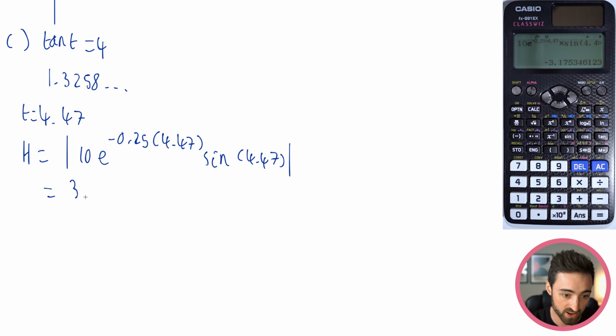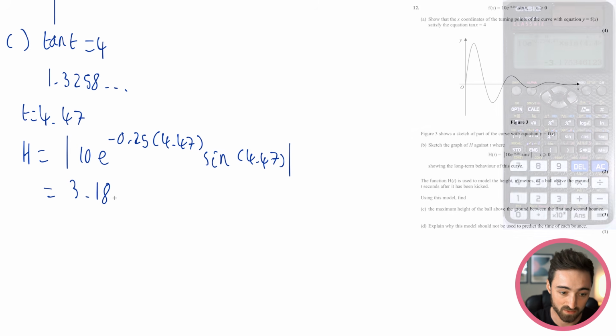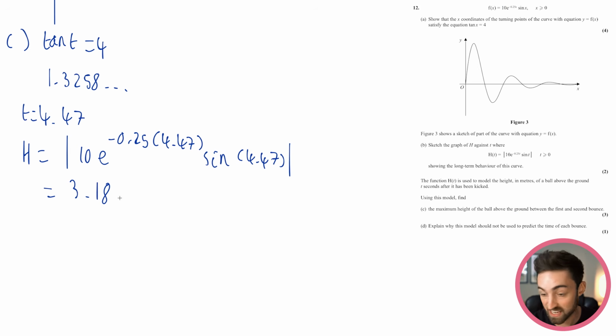So I'm going to get 3.18 to 2 decimal places. And that is, I believe, in meters. So 3.18 meters is going to be the height after that first bounce.